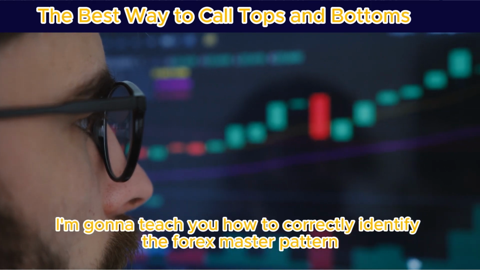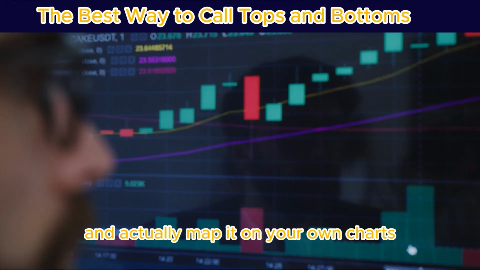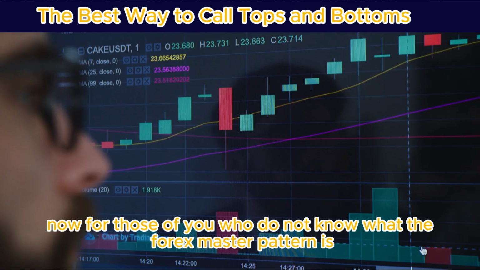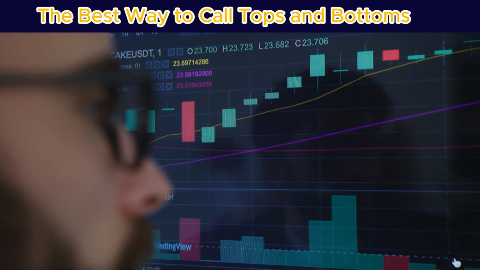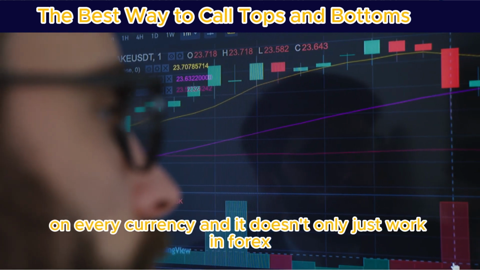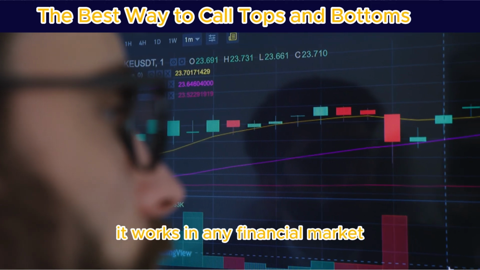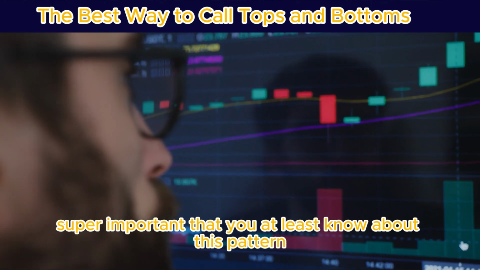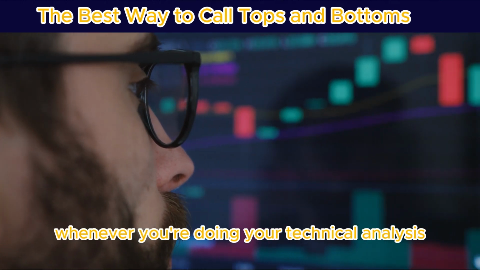I'm going to teach you how to correctly identify the Forex master pattern and actually map it on your own charts. Now, for those of you who do not know what the Forex master pattern is, this is the most consistent form of technical analysis. It works on every time frame, on every currency, and it doesn't only work in Forex, it works in stocks, commodities, in any financial market, even cryptocurrencies. So it's super, super important that you at least know about this pattern whenever you're doing your technical analysis.